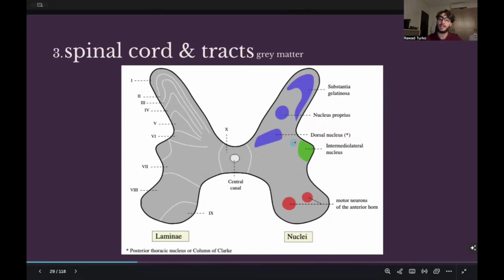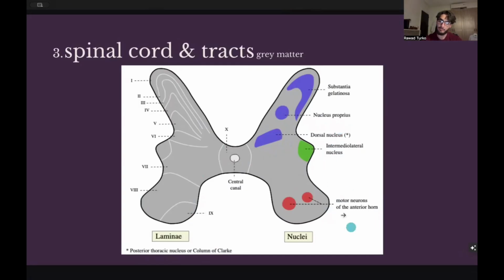Now, the anterior medial lateral nucleus is the thing that I talked about before. This is for the lateral horn. So again, this has all of your sympathetic preganglionic neurons, and then you have your motor neurons of the anterior horn. These are the main ones that you have to know from the gray matter. So there's not much to it.